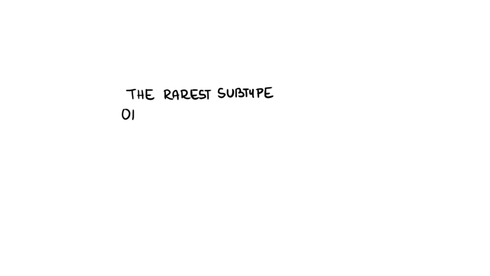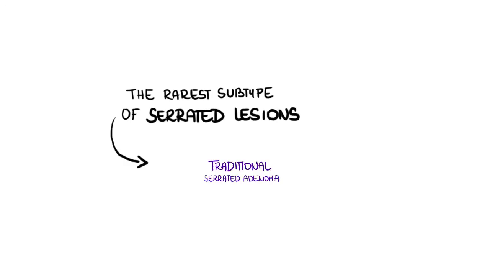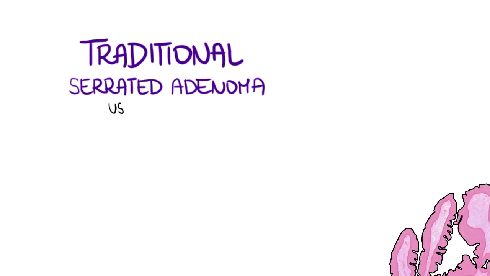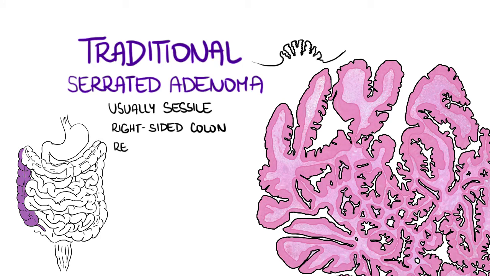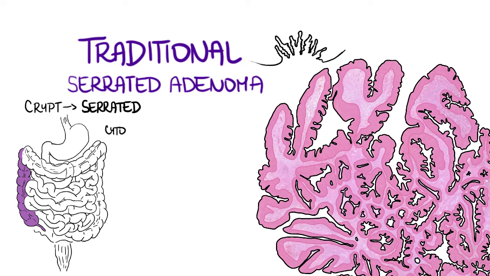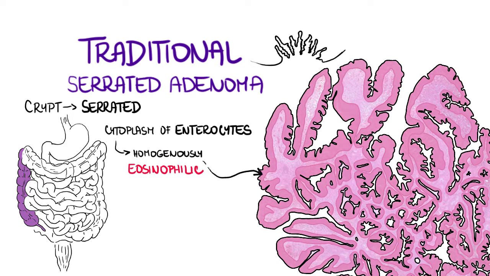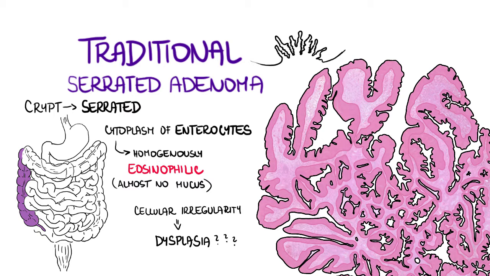The rarest subtype of serrated lesions is the so-called traditional serrated adenoma. It's usually sessile, localized in the right-sided colon, and its relief is villous. Crypts are by definition serrated, but the cytoplasm of the enterocytes is homogeneously eosinophilic, not pale, because it contains almost no mucus. There is almost always a certain level of cellular irregularity, but it's still not sure if it should be classified as dysplasia or not.